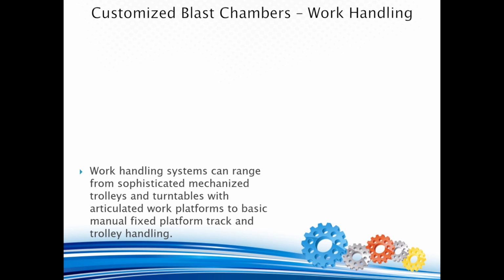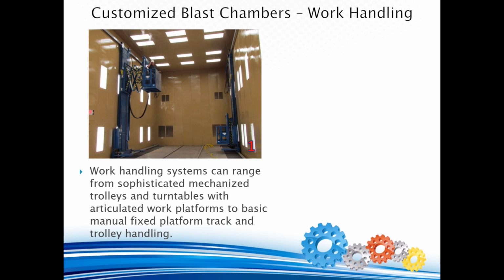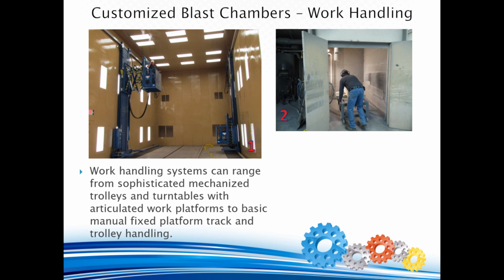Work handling systems can range from sophisticated mechanized trolleys and turntables with articulated work platforms to basic manual fixed platform track and trolley handling, depending on client's requirements and project budget. Image number 1 is a typical full-blown work handling solution with articulated work platforms for the operators to traverse across the length, height, and width of the blast chamber. The workpiece itself moves in and out of the blast chamber via the tracks located in the center of the blast chamber. Image number 2 is also a track-style work handling solution which is completely manual and requires the operator to push the trolley and workpiece into the blast chamber.